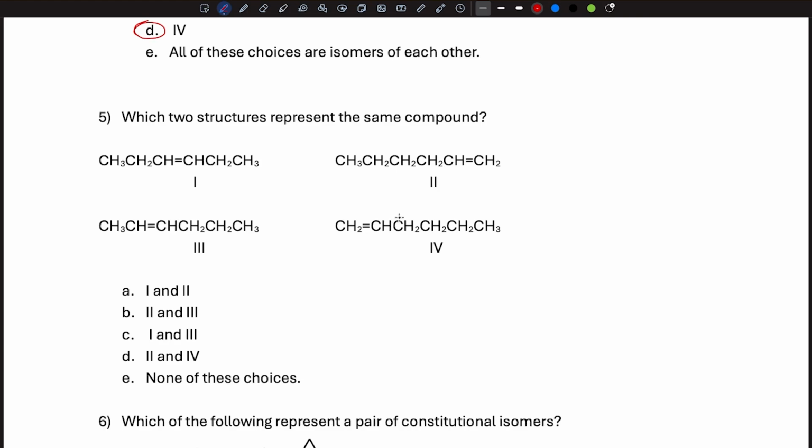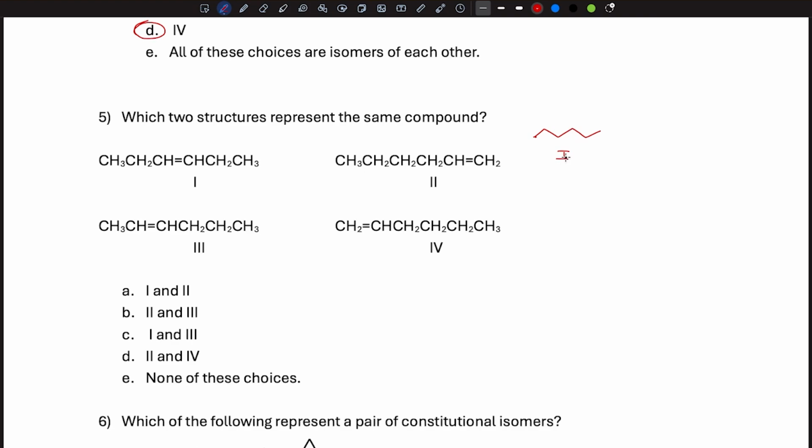In the next problem, they're asking us to find which of these 2 structures represent the same compound. To do this, the best way, I think, is when in doubt, draw it out. I don't like structures like this. This is not the way organic chemists look at compounds and organic molecules. And so let's try drawing them out in our bond line structures. Each of these structures has 6 carbons.